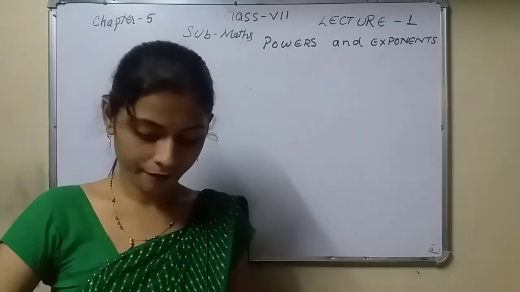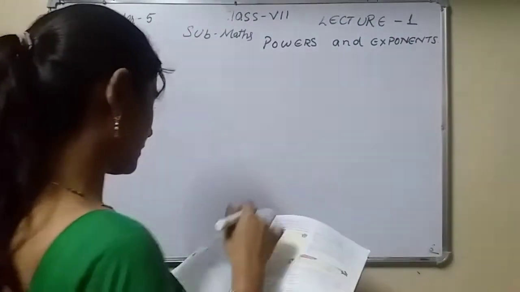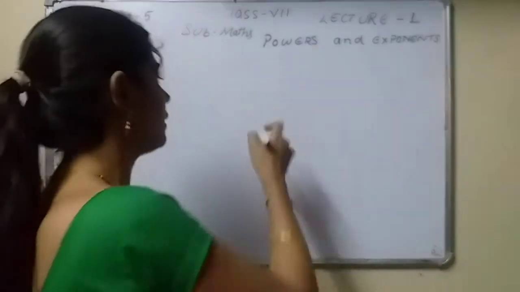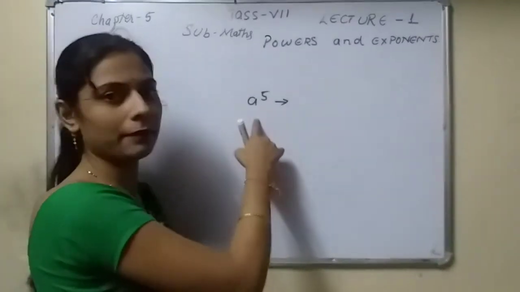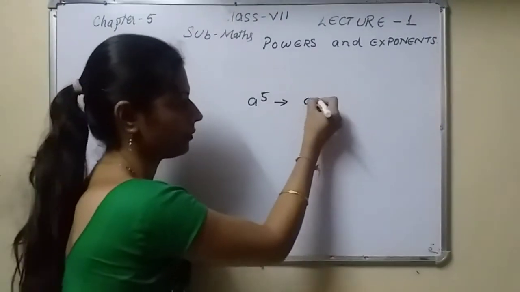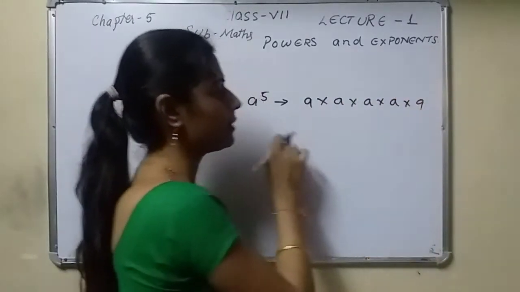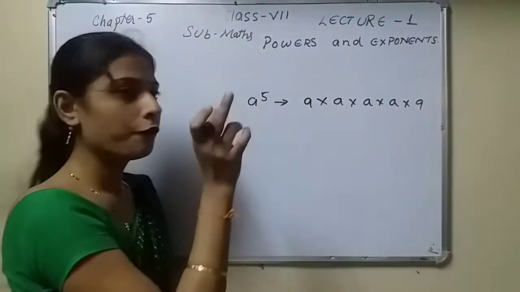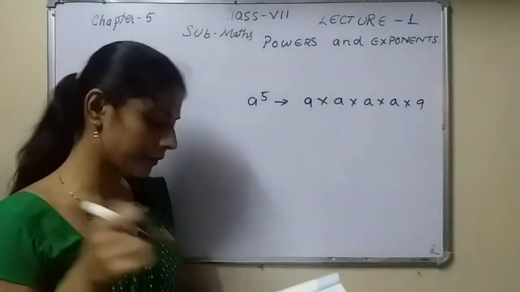Now see what the power is here. In this way you have to multiply the numbers. See, a to the power 5 means how many times you have to multiply a? a into a into a into a into a. It means you have to multiply a 5 times. See why? Because the power of a is 5.